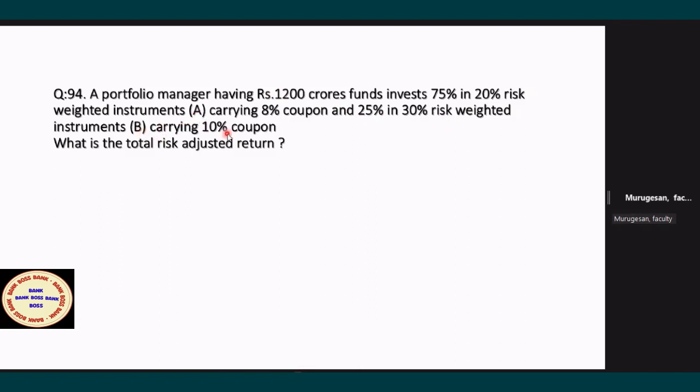And that instrument carries what? 10% coupon rate, but risk is 30. 10% coupon, risk is 30, means the net return is 7%. You can easily remember. 10% coupon, but 30% risk, so 10 minus 30%, 7% is the return. So here 8% coupon, but 20% risk, so 8 minus 1.6, 6.4 is the return. You understood? So always you have to consider the risk also and the interest rate also. The income will be reduced by the risk.